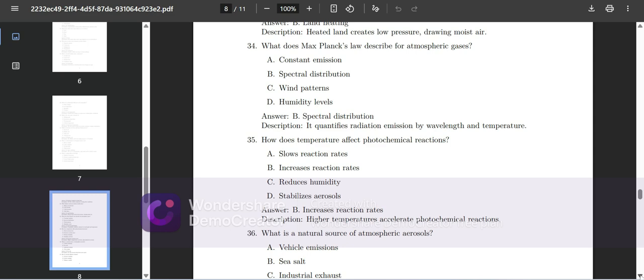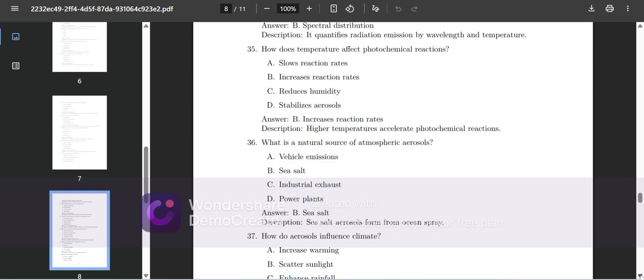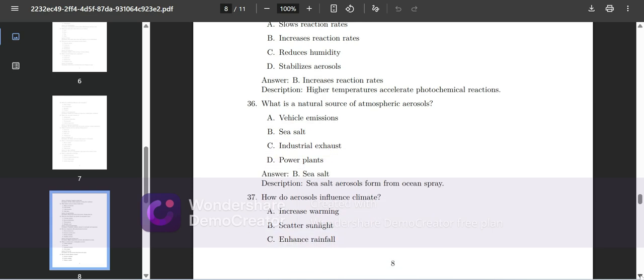What does Max Planck's law describe for atmospheric gases? Spectral distribution. It quantifies radiation emissions by wavelength and temperature. How does temperature affect photochemical reactions? Increases reaction rates. Higher temperature accelerates photochemical reactions.